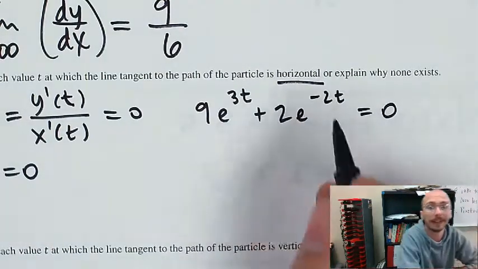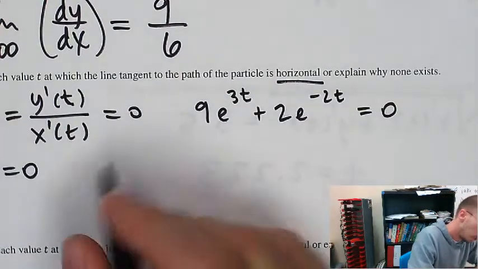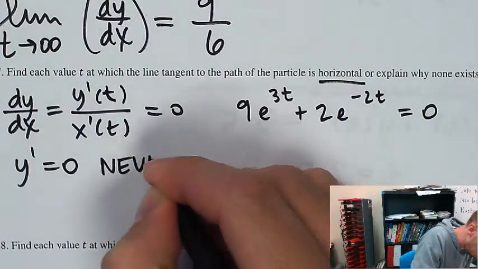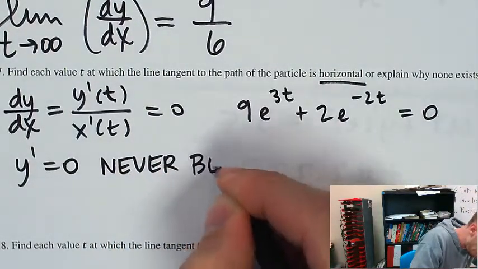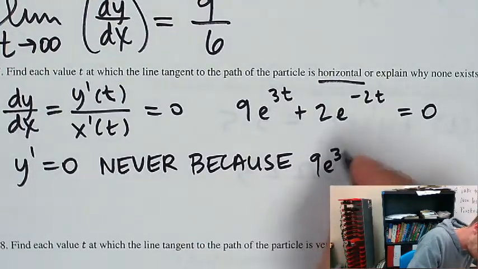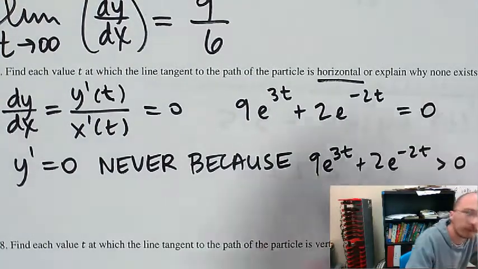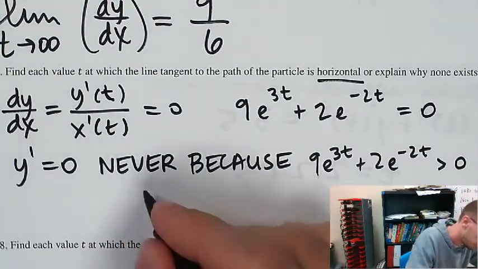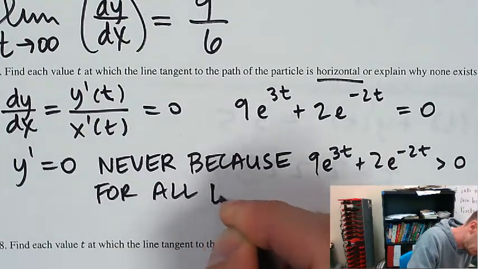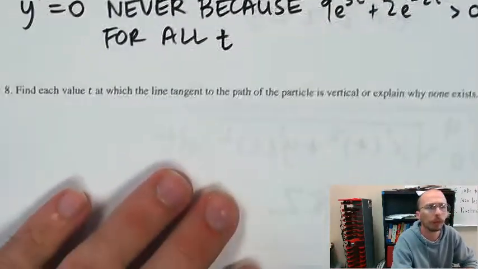Because e to the 3t and e to the negative 2t are both positive numbers. Okay, so y prime equals 0 never, because 9e to the 3t plus 2e to the negative 2t is greater than 0 for all t. And I don't think you would need to say for all t. I think it's implied if you just say it's greater than 0.